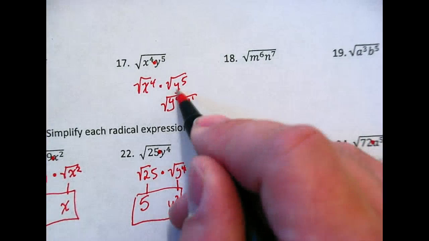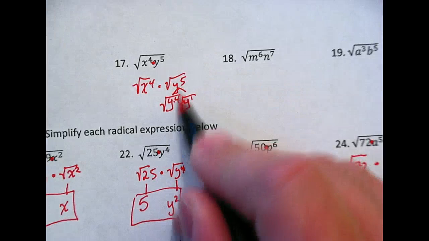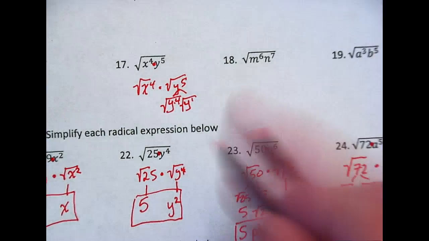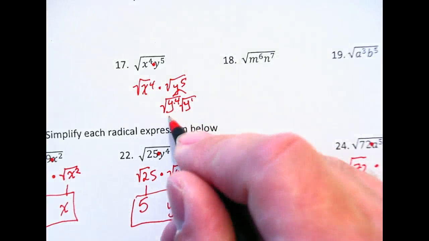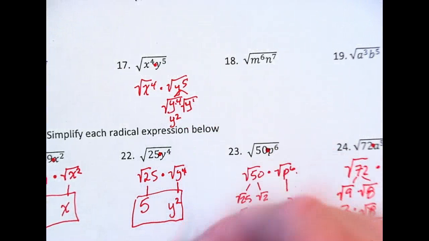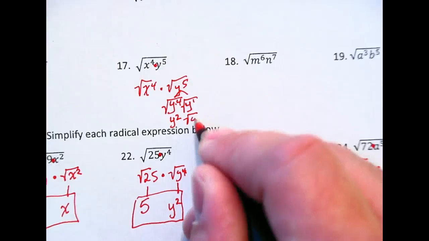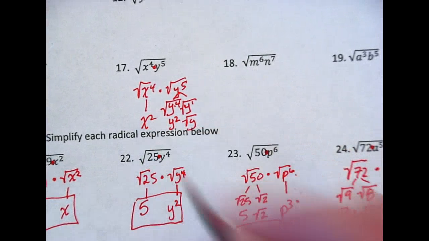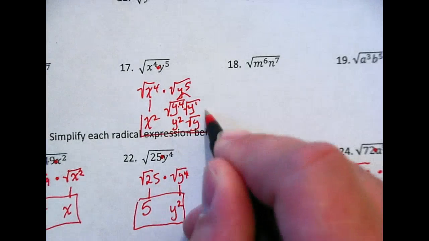So we've got to break this into an even power. We always take the power right before it. It's always the closest even number. The root of y to the 4th is y squared and root y. X to the 4th is x squared. So we get x squared y squared root y.